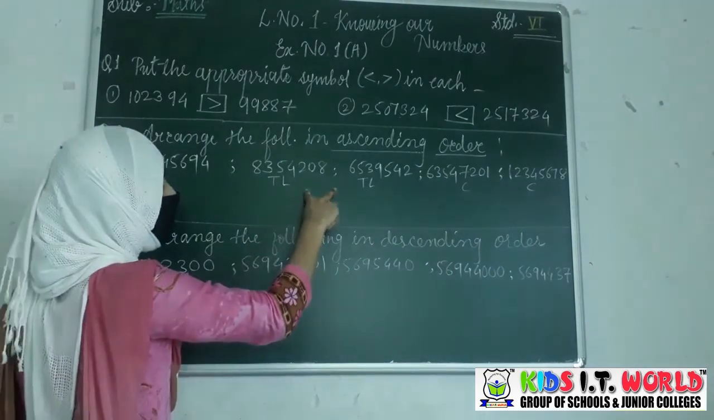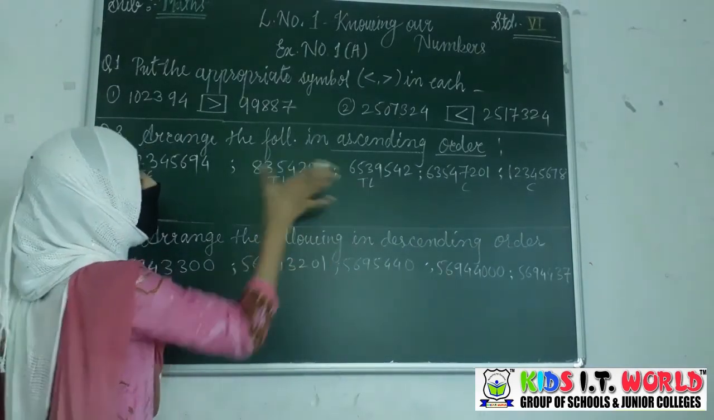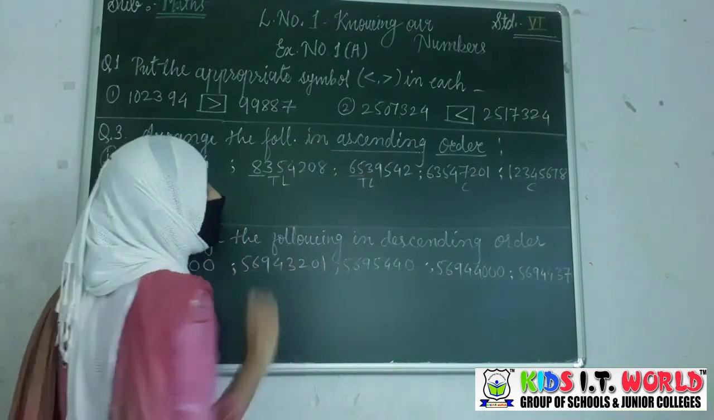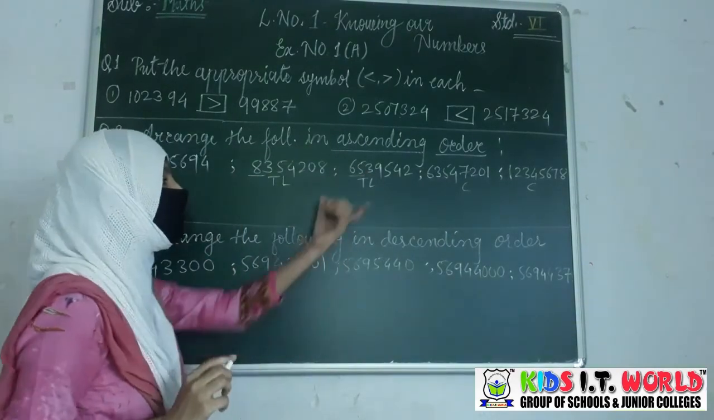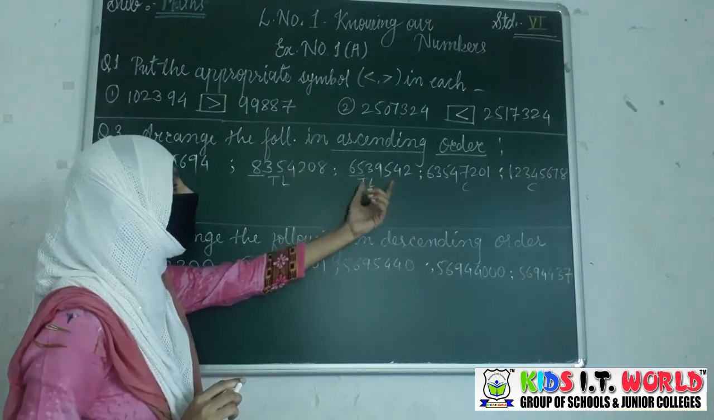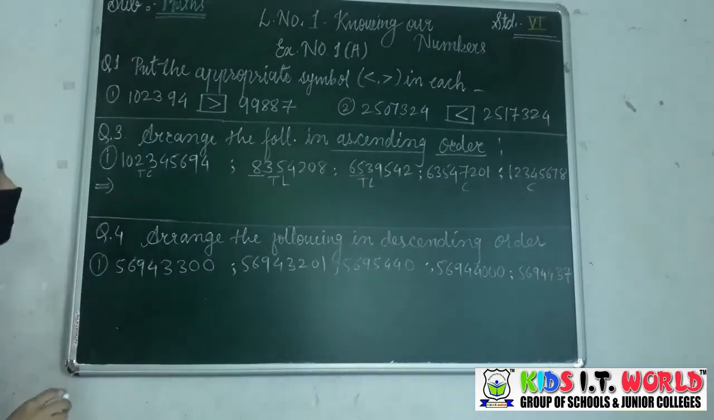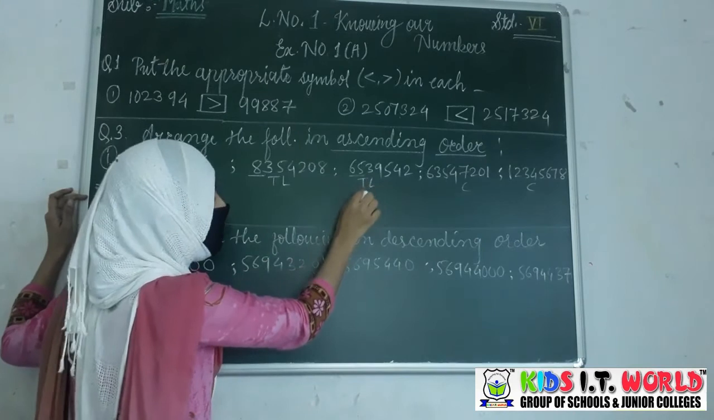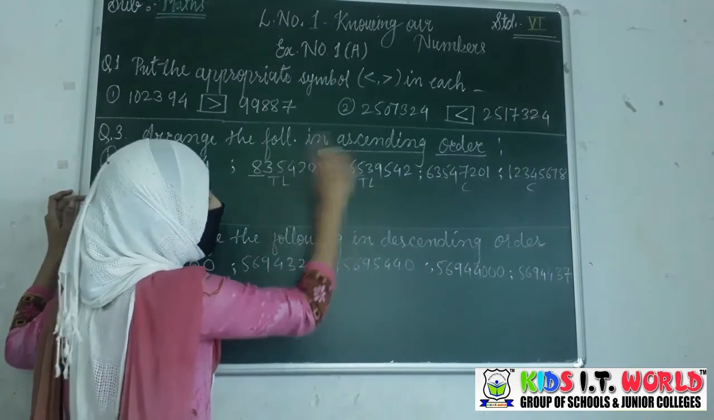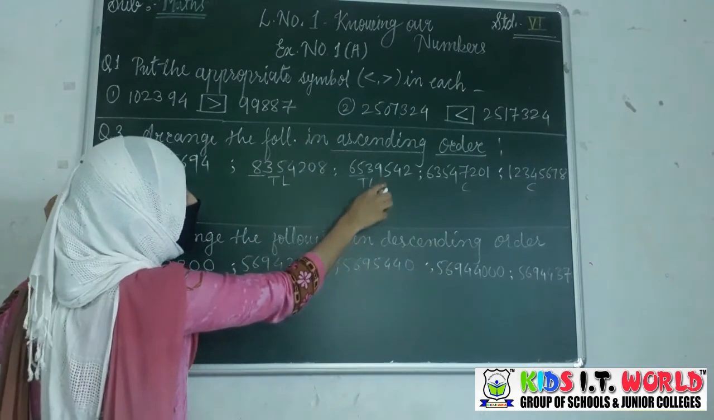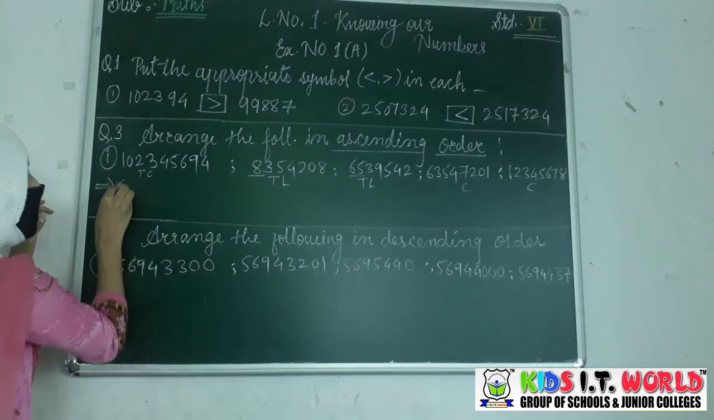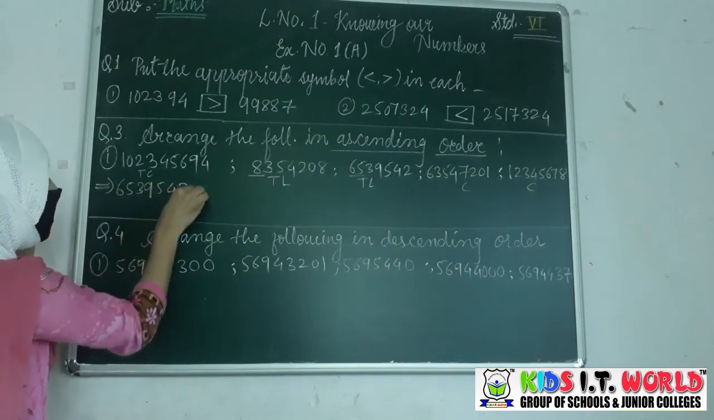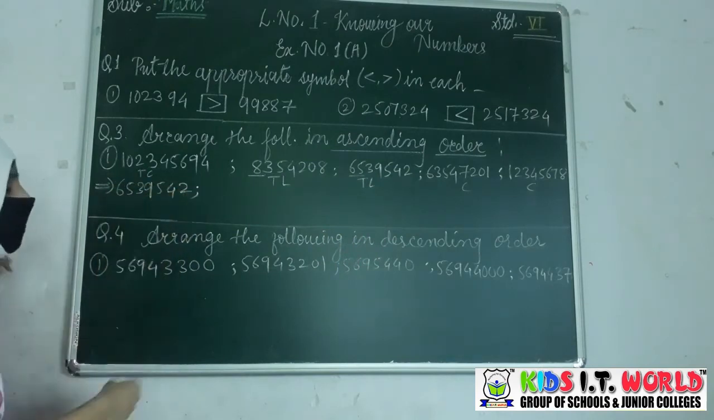10 lakhs value. Now from 10 lakhs value, compare the numbers. Here it is starting from 83 lakh and it is starting from 65 lakh. So which number is smallest here? Obviously 65 lakh 39,542. So from this set we will write whatever the smallest number here. So this is very smallest number as compared to other numbers. So we will write first this number. So it is 65 lakh 39,542. Now we have written this number.